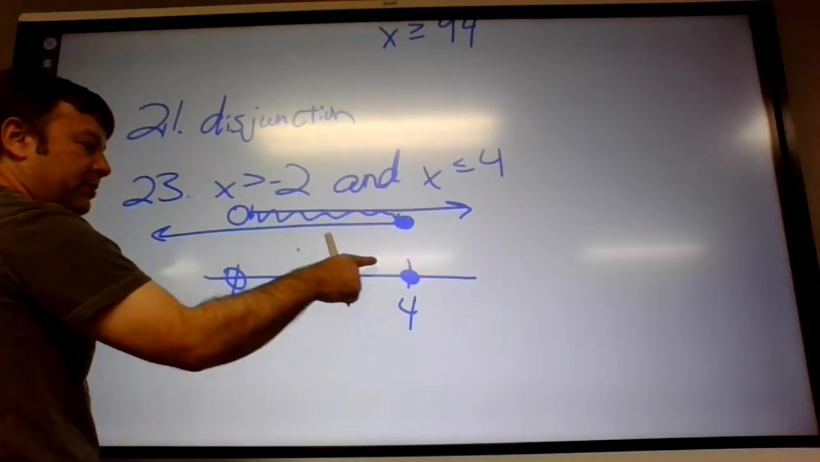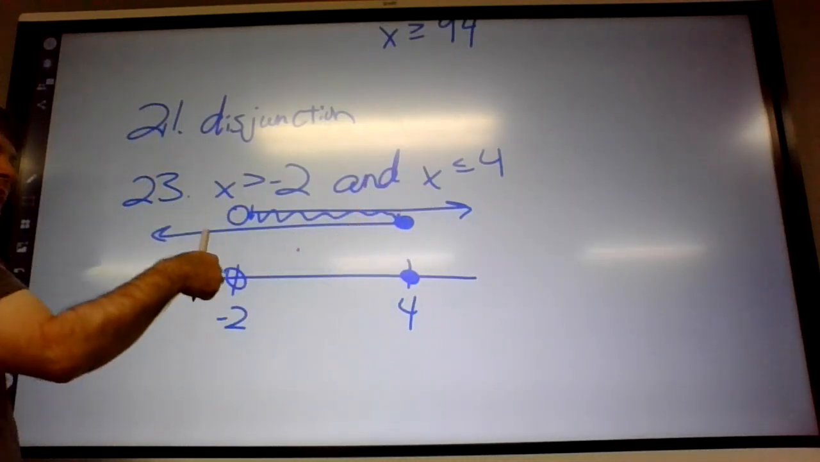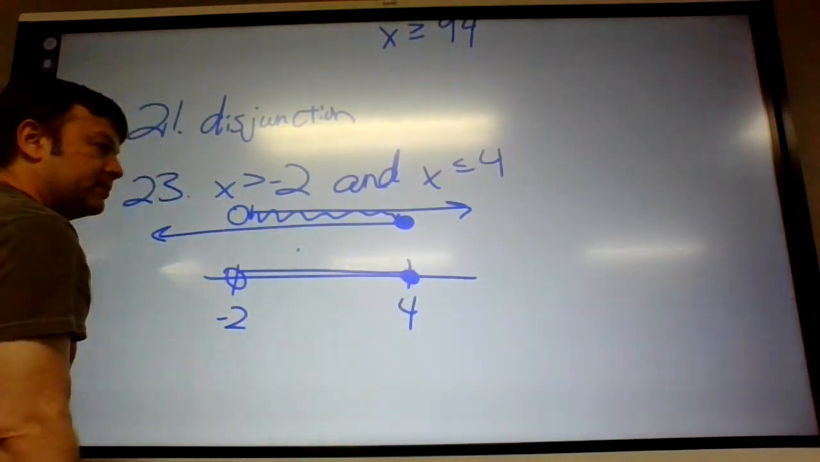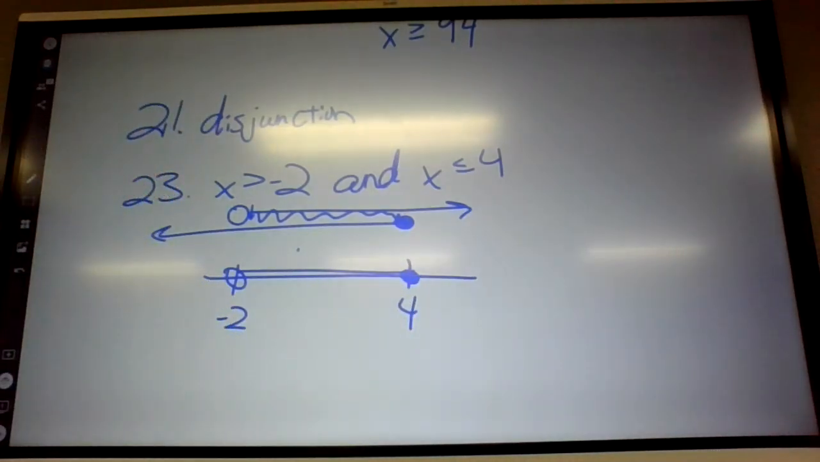4 is in both, negative 2 is not in both, so that's why it's a circle. And then the line between them. If it was an or, it would have been all real numbers, because with or, you just need one.